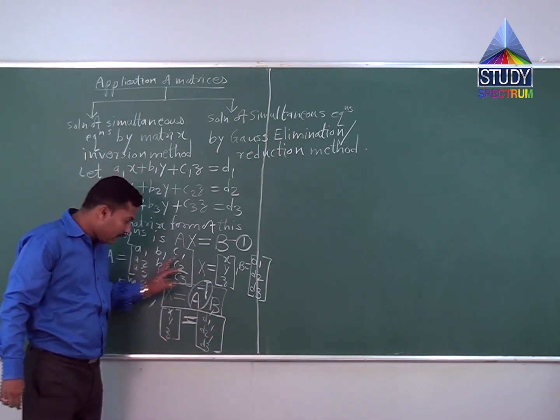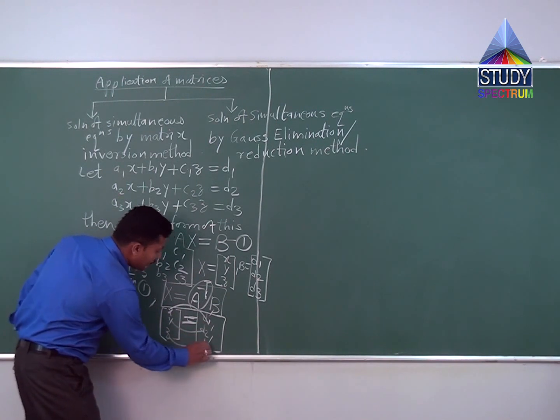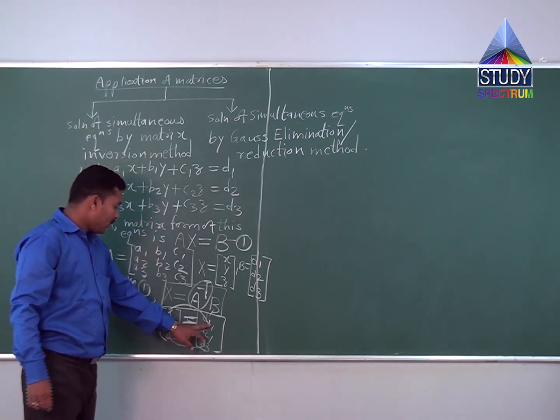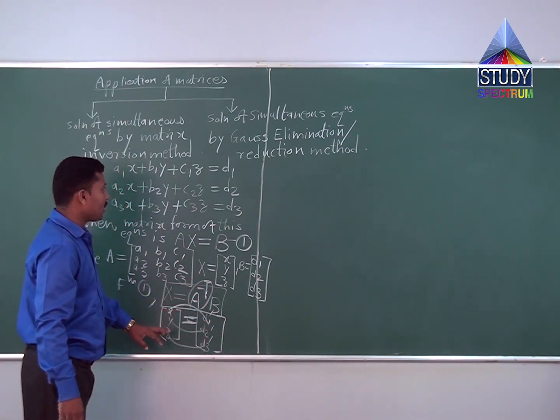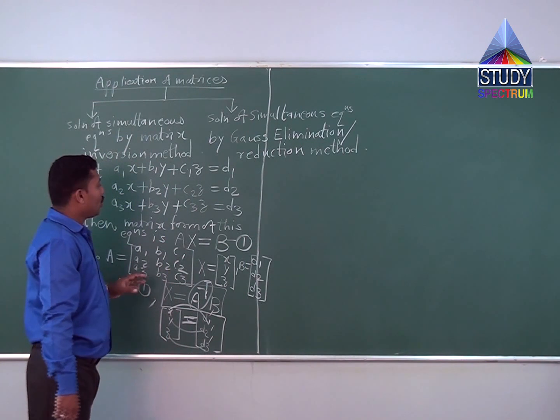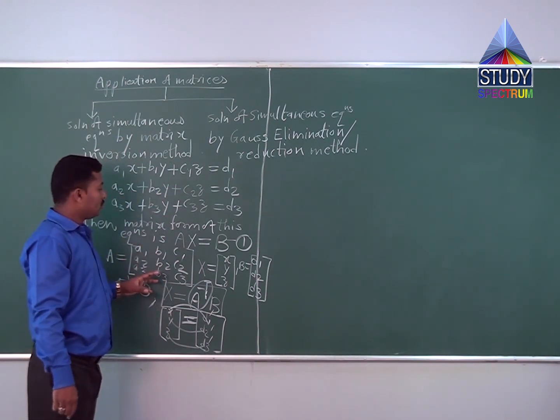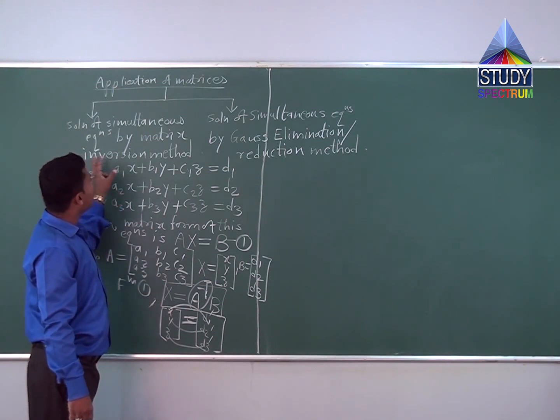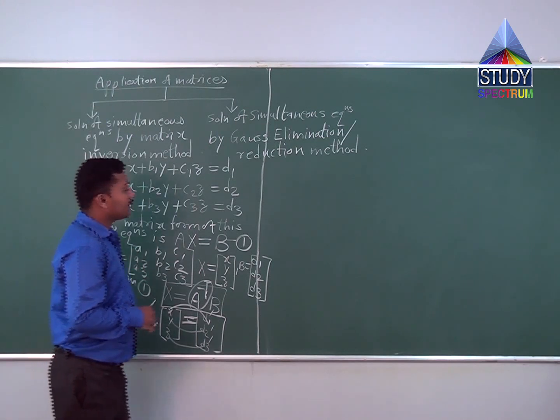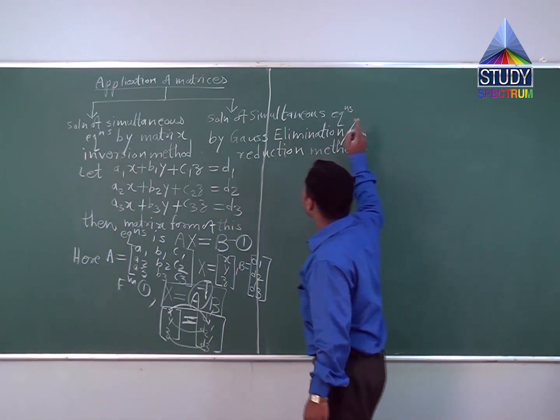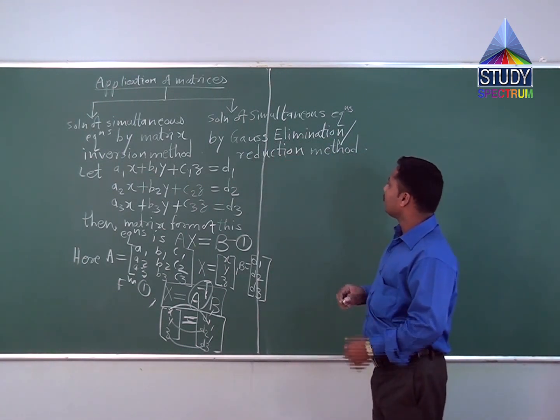So by using equality of matrices, x equals d1 dash, y equals d2 dash, and z equals d3 dash. In this manner, we can find the solution of simultaneous equations by the matrix inversion method. Also we discuss the solution of simultaneous equations by the Gauss elimination method or matrix reduction method.